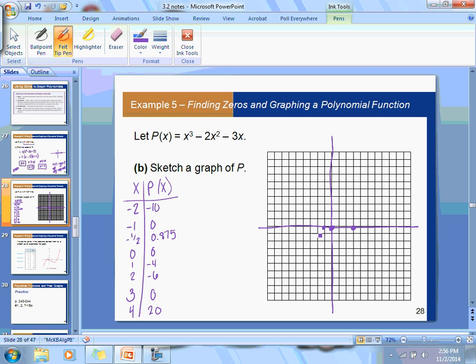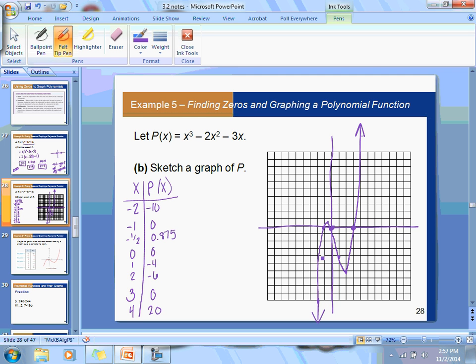We'll have negative 2, negative 10. Negative 1, 0. I have negative 1/2, 0.8, so almost up to 1. Then 0, 0, 1, negative 4, and then 2, negative 6. And then 4, 20. So that's going to be way up here, which is good because I want to start on the left with negative values. Then I have my little bump in the middle here, and then I'm going to go all the way up to my positive values on the right.